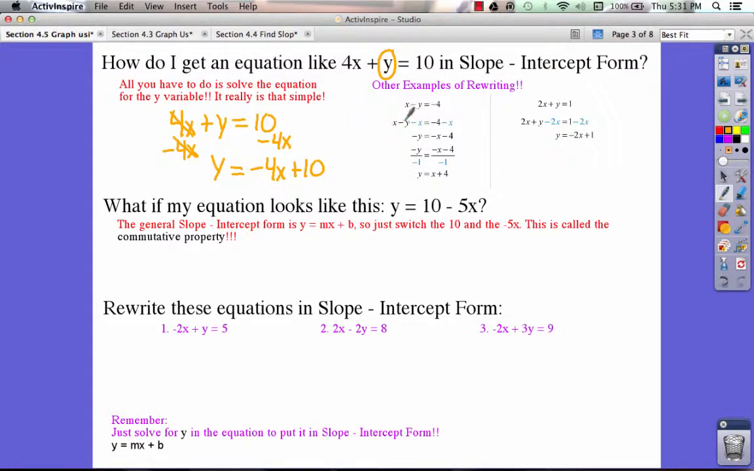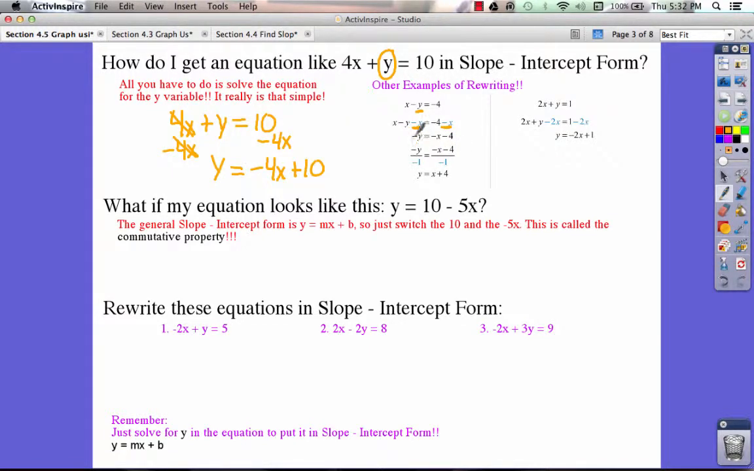In this example we have x minus y equal negative 4. So again, you want to solve for the y here. In order to do that, you have to get rid of the x. It's a positive x, so they subtract x from both sides. So x minus x will just leave you with a negative y. And on this side you have negative x minus 4. Now notice they just flip those around. That's called the commutative property. So you can do that.